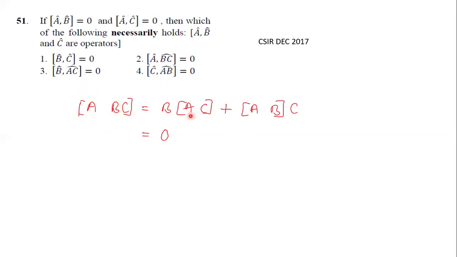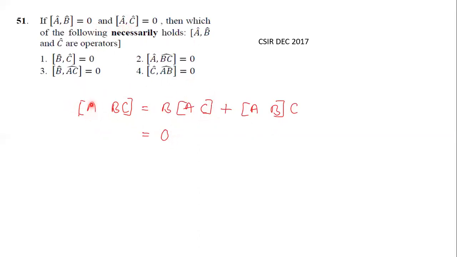You are now left with the commutator [A, C]. Then C will come onto the right side, and you are left with the commutator [A, B] and C coming out. Now from the given data, the commutator [A, B] is 0 and the commutator [A, C] is equal to 0.